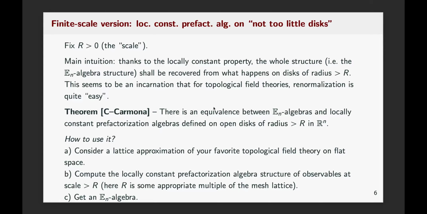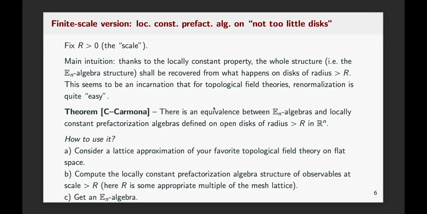So here's the setup. We fix a positive real number that we call the scale, and we're looking at locally constant prefactorization algebras, so the same game as before, except that we restrict ourselves to open disks of radius strictly bigger than this fixed scale R. And the result just says that it doesn't change anything. So those things are still equivalent to E_n algebras. If you give yourself this locally constant prefactorization algebra on disks of size greater than R, you can reconstruct what happens on small disks using local constancy.